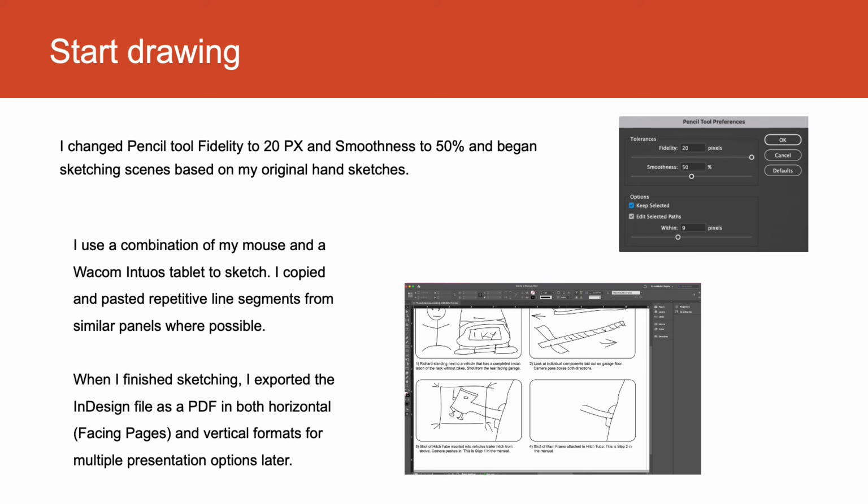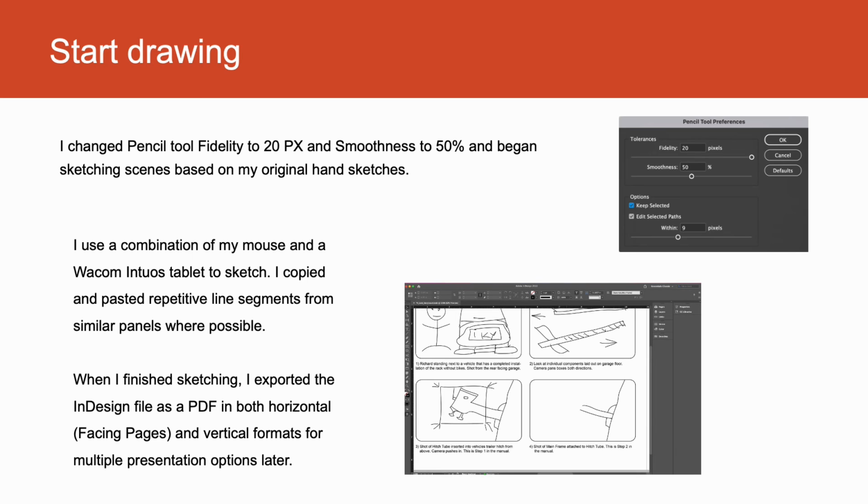All right, and then comes the fun part of the drawing. So for me, I changed the pencil tool fidelity to 20 pixels and smoothness to 50% and began sketching the scenes based on my original hand sketches. You may want to play with those values a little. You might want the fidelity higher or lower. Actually, it's almost as high as it'll go. You may want it lower, and you may want to adjust the smoothness.